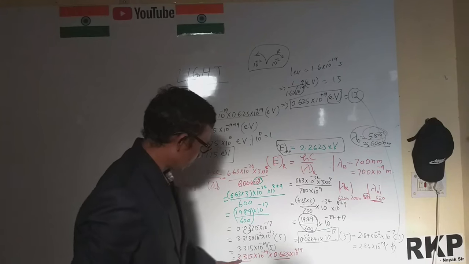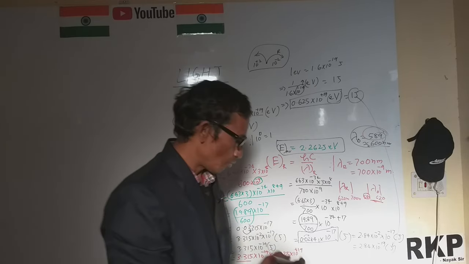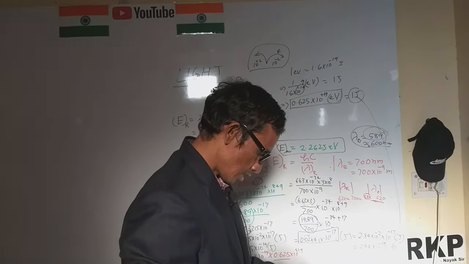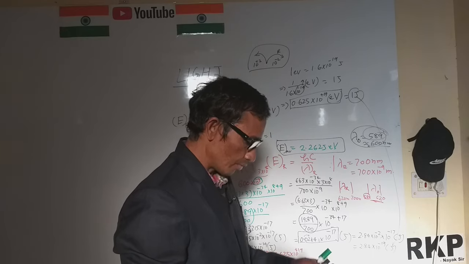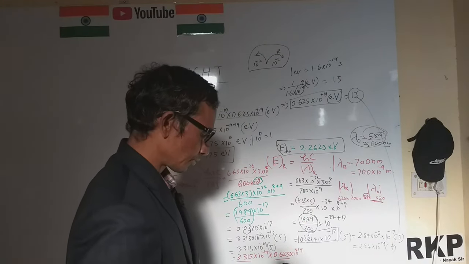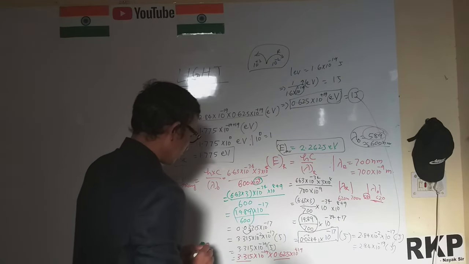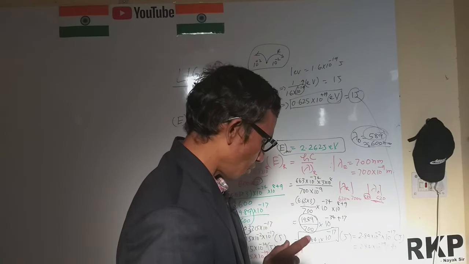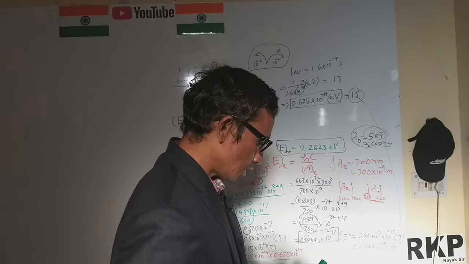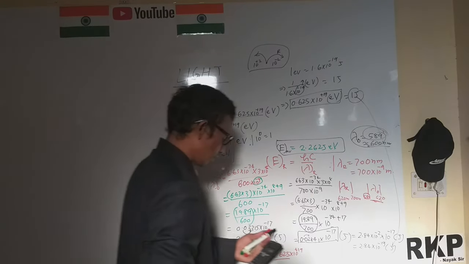Now we multiply 3.315 into 0.625. That is 2.07. Once again, 3.315 into 0.625.